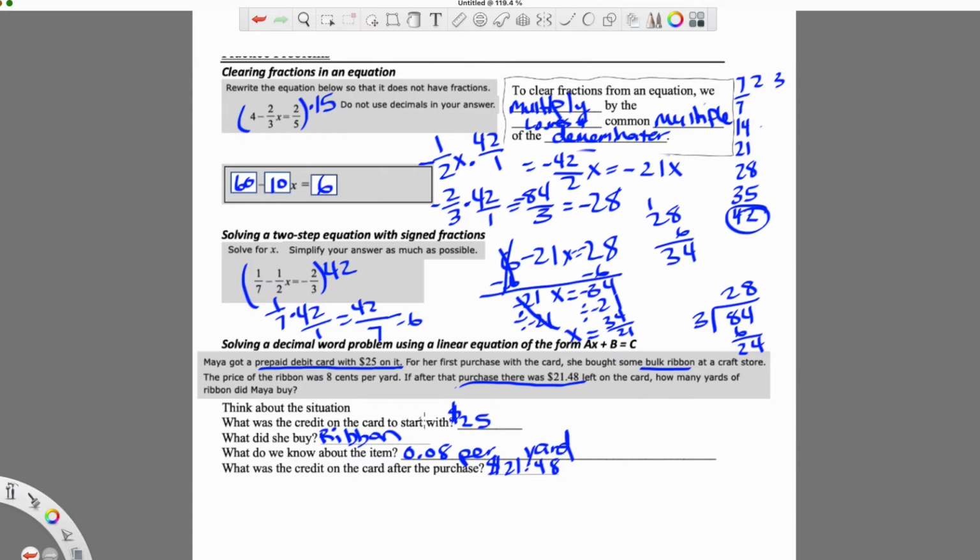So we know she started with $25 and she spent something. So we're taking that spend away. And she spent 8 cents per yard. So we want to make sure that this is going to be multiplication. It's 8 cents per yard, or you could do R for ribbon, however you would like to do that. They're not specifying which variables you have to use. So we're going to subtract the 8 cents per yard. We don't know how many yards she bought yet. We're going to figure that out. And then that's going to equal what's left over.